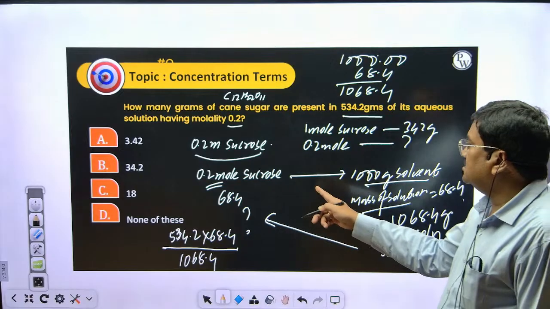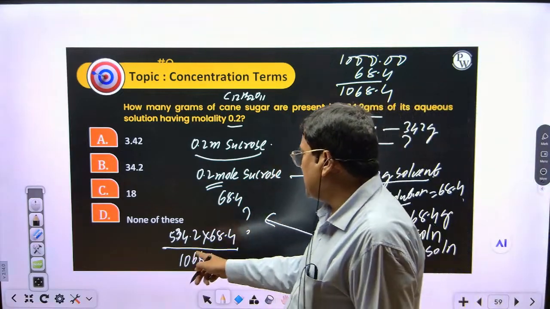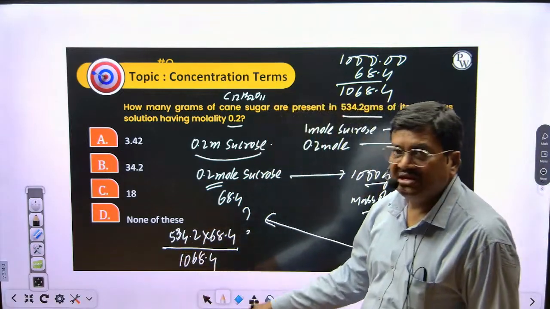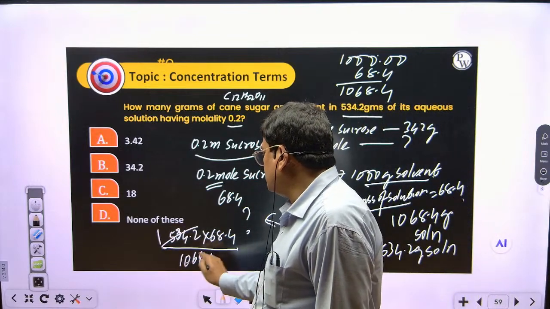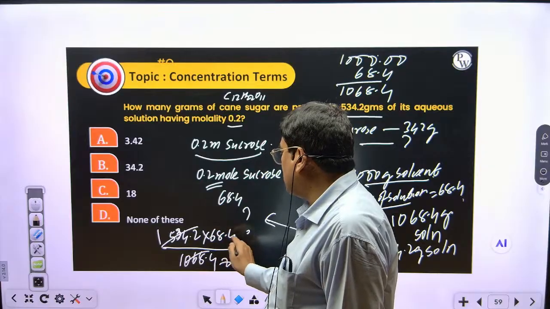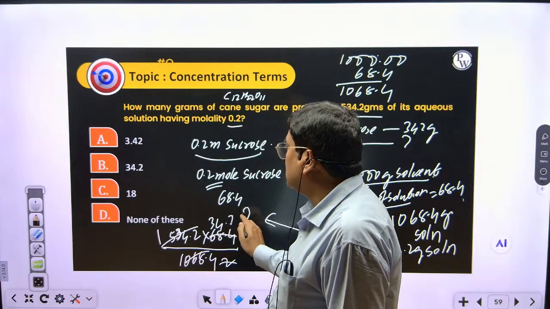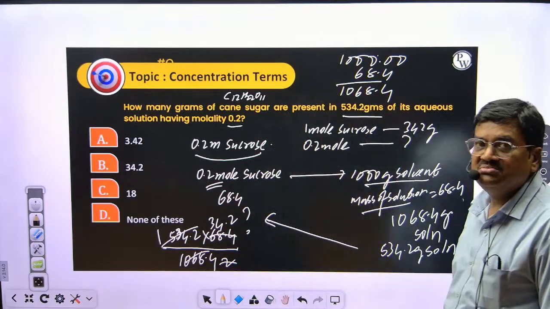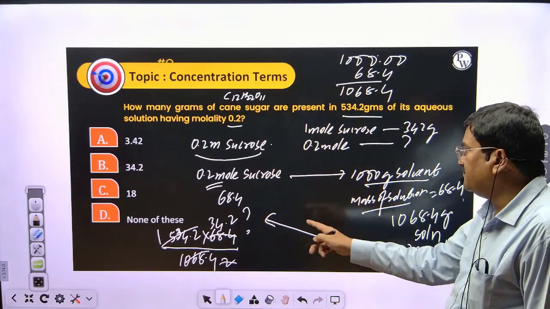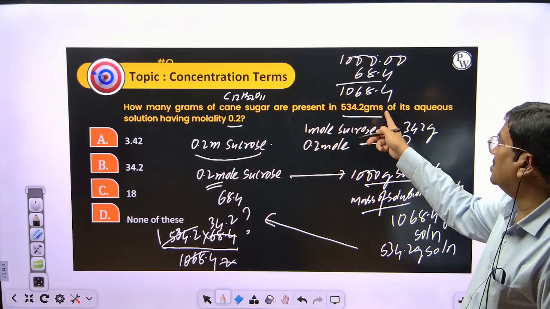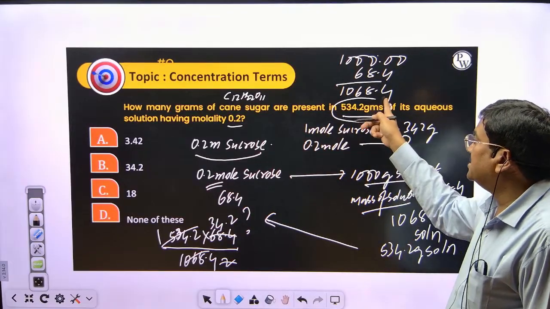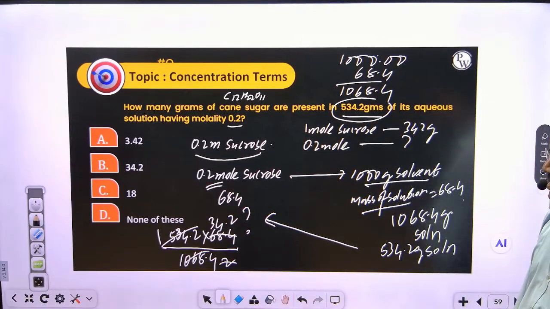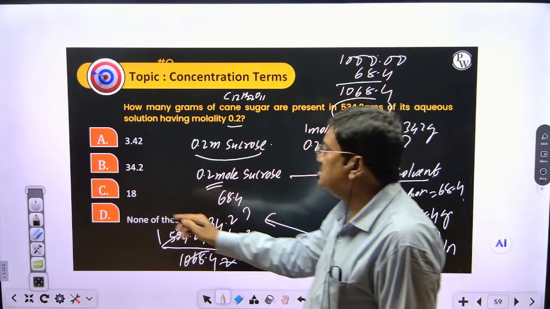Understood all of you? Now this will cancel by 2 times. 534.4, the 2s are there, this will cancel by 2 times. So this 2 will cancel by 2 3s, 34.2. So the answer should be 34.2 grams of sucrose present in how many grams of solution? In 534.2 grams of solution. This should be the answer.